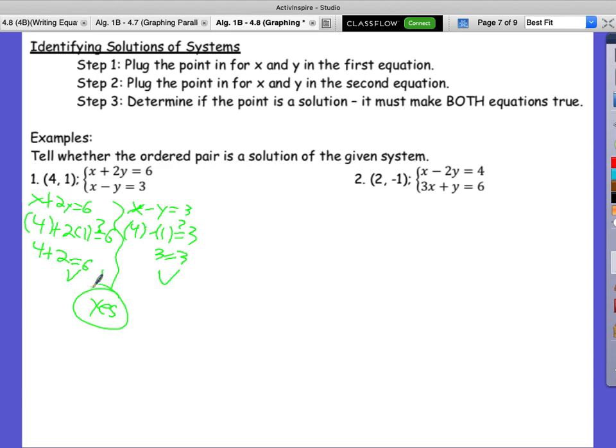Yeah, let's watch our math. Now you're upset. You lost the pencil? It's right here. Okay, let's go ahead and try the second one on your own. We're seeing, does this ordered pair work?